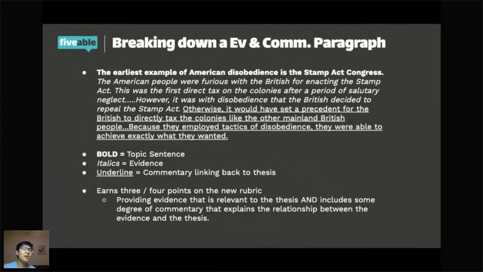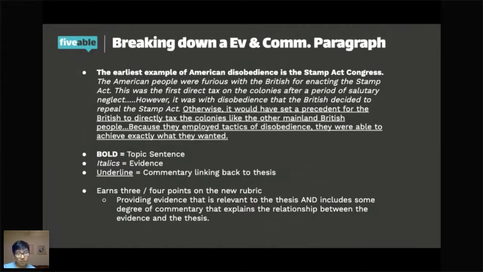And then the next few sentences are the evidence. The American people were furious with the British for enacting the Stamp Act. This was the first direct tax on the colonies after a period of solitary neglect. However, it was with disobedience that the British decided not to repeal the Stamp Act. So that's just giving historical context. That's the H and REHUGO. And then you conclude it with, otherwise, it would have set a precedent for the British to directly tax the colonies like the other mainland British people.